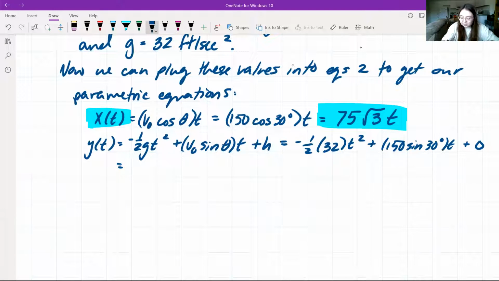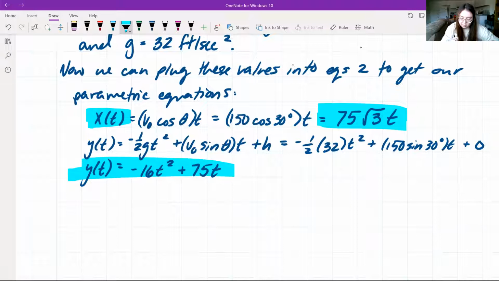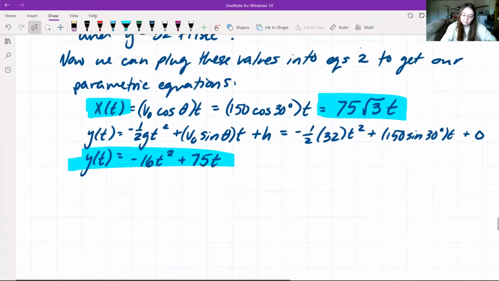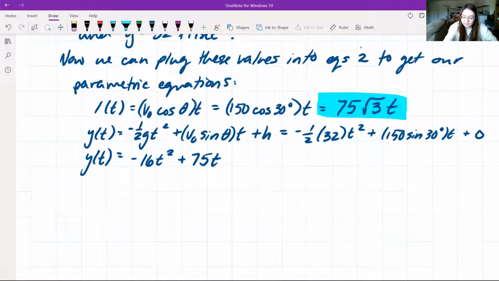Simplifying this, we end up getting negative 16 t squared plus 150 times sine of 30 degrees. Sine of 30 degrees is 1/2, so 150 times 1/2 is 75 t. So we have that our parametric equation y of t is equal to negative 16 t squared plus 75 t. So that is one of our answers. We can actually highlight that in yellow, not in blue here.